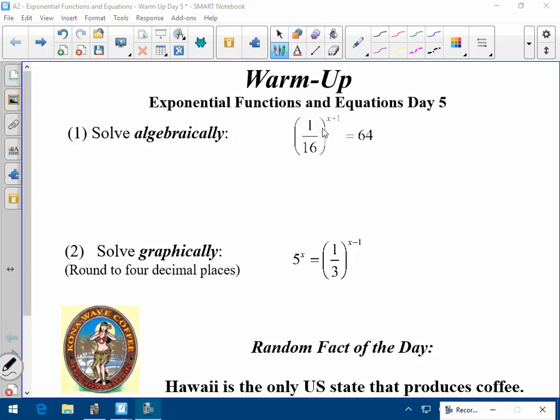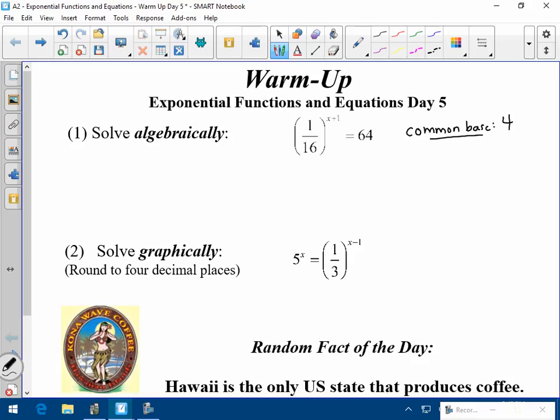So if I look at 1/16 and 64, what's the common base between 1/16 and 64? Hopefully you're saying the common base is, actually there's two answers. You can use a common base of 2, or you can use a common base of 4. Let's go with the common base of 4.